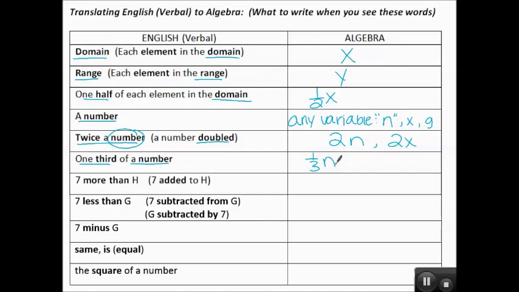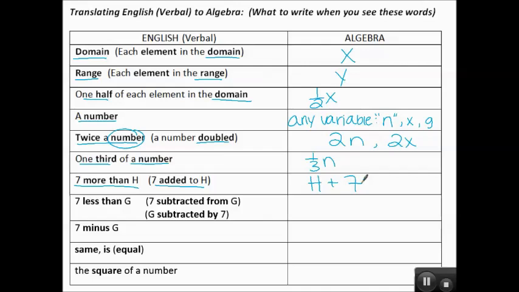The next example, 7 more than h, or 7 added to h. We think of addition, so we're going to put our h first and add 7 to it. 7 more than h. Whatever value h has, we're looking for 7 more than that.